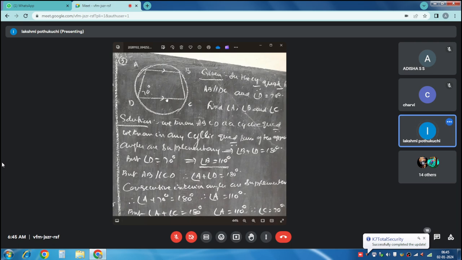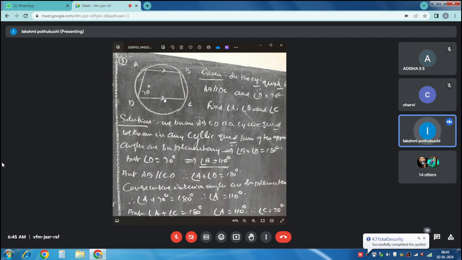Okay, children. Once again, given ABCD is a cyclic quadrilateral, and not only that, it is a trapezium in which angle D is equal to 70 degrees. Find angle A, angle B, angle C. First, the solution. We know in any cyclic quadrilateral, the sum of the opposite angles is supplementary. Implies angle B plus angle D is equal to 180. But D is equal to 70, therefore angle B is equal to 180 minus 70, which is 110 degrees.